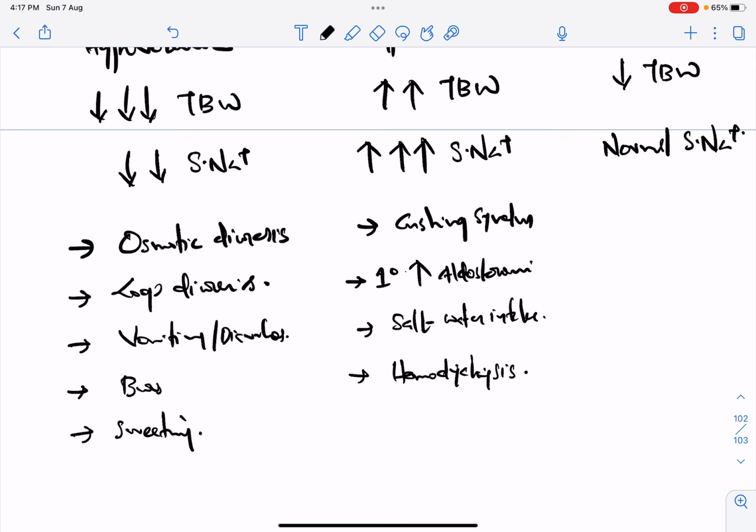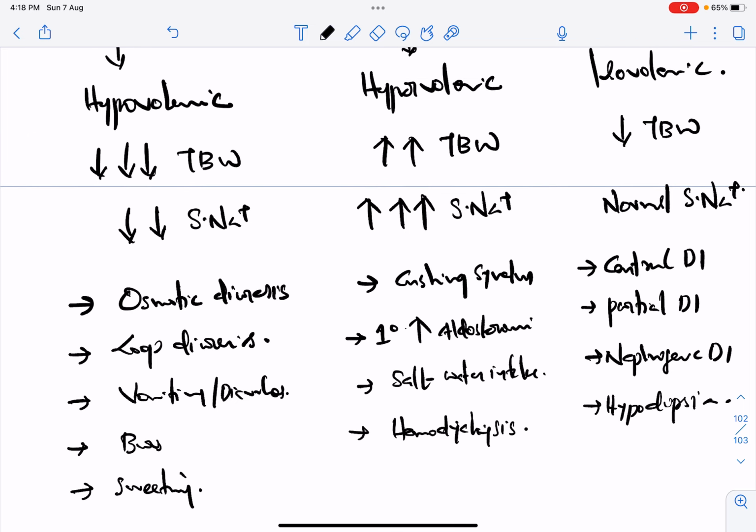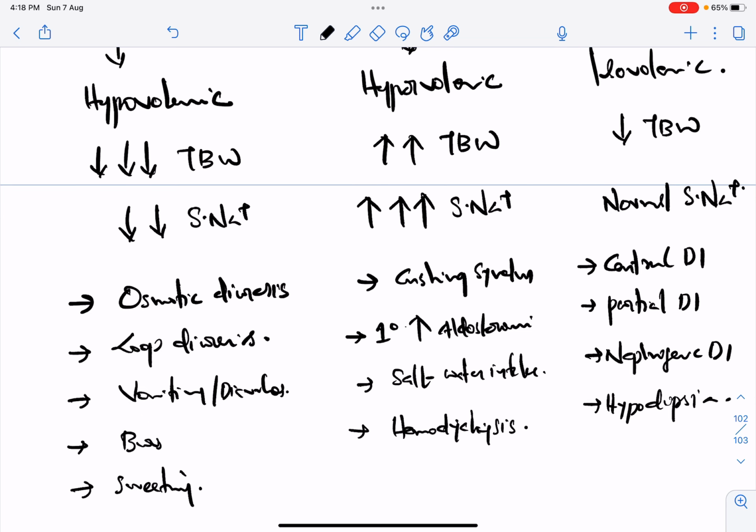Now isovolemic hypernatremia is seen in central diabetes insipidus, partial diabetes insipidus, or nephrogenic diabetes insipidus, or in hypodipsia also. So these are the various causes for each category of hypernatremia.